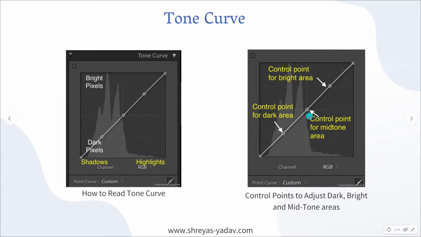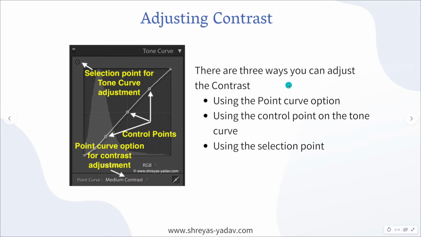area, and the midtones. There are three ways you can adjust the contrast using a point curve option. Under the point curve options, you will have linear contrast, medium contrast, or a strong contrast. A second method is using the control points on the tone curve. You can adjust the points on the tone curve to adjust the contrast. And the third option is using the selection point. So here is the selection point, and based on this selection point you can adjust the contrast.